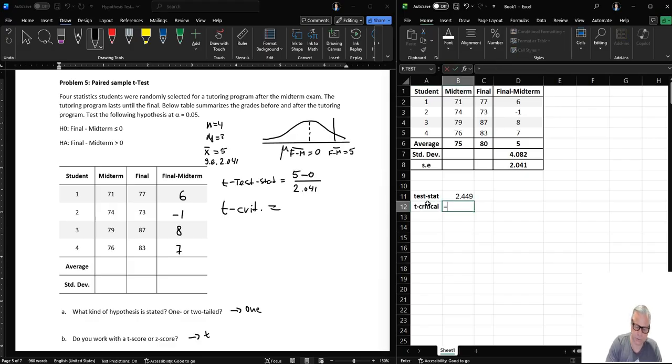And for this we use the T.INV formula. T.INV, open the probability, because it's a one-tailed test, 0.05. We have only 3 degrees of freedom. So now we get negative 2.353, but actually if you look at this little diagram that I just drew, we definitely need the positive value of that, so I put an absolute around it.